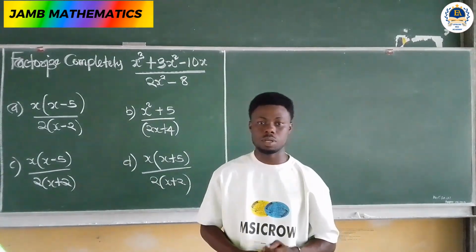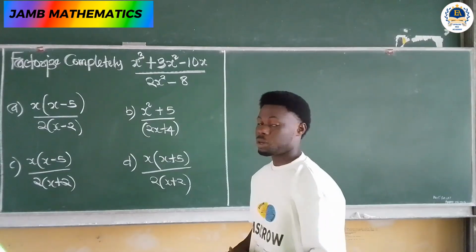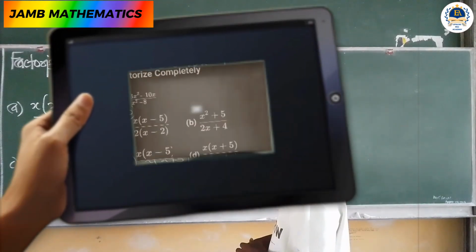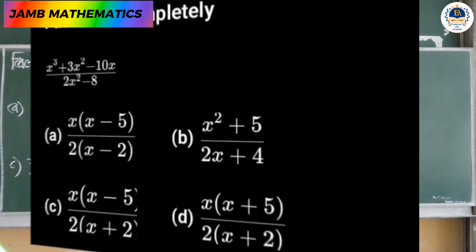In today's video, we are going to consider mathematics problems under JAMB. Let's look at question number 1. Factorize completely x cubed plus 3x squared minus 10x, all divided by 2x squared minus 8. The options are given below.